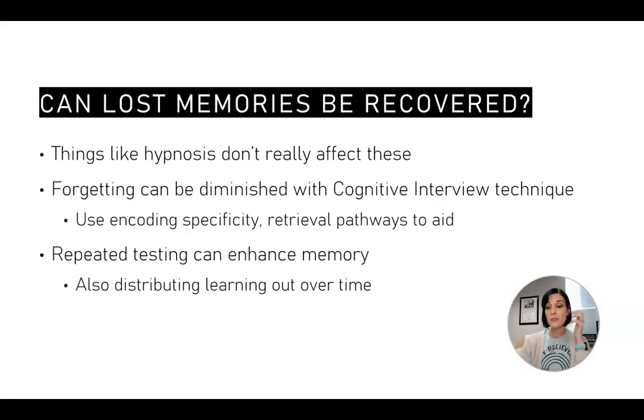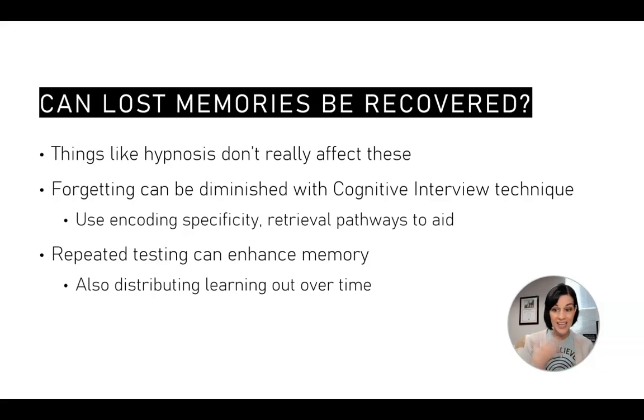Now, one of the things that we do know, especially for eyewitness memories, is that forgetting can be reduced with what is called the cognitive interview technique. So the idea here is that you use some of the different cognitive principles that we've talked about in previous chapters to help us remember information. So in particular, we will recall information from multiple perspectives, from multiple time periods.